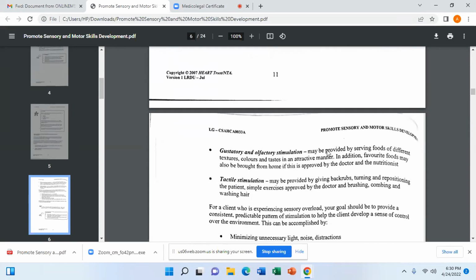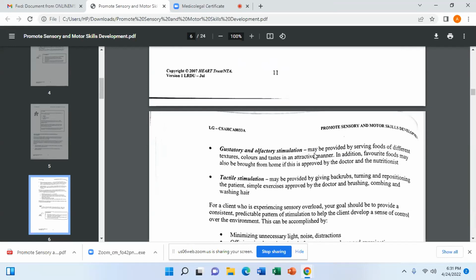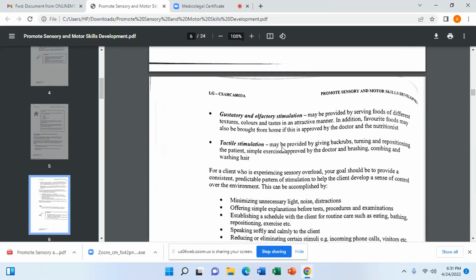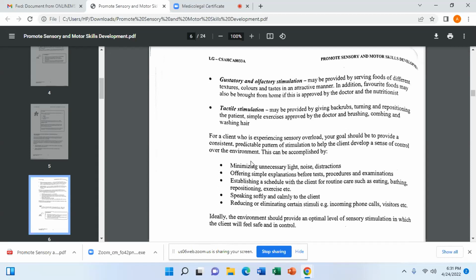Gustatory and olfactory stimulation, that would be taste and smell, may be provided by serving foods of different texture, color, and taste in an attractive manner. So you don't serve them the same foods over again. In addition, favorite foods may also be brought from home if this is approved by the doctor or the nutritionist. And then tactile stimulation may be provided by giving back rubs, turning and repositioning the patient, simple exercises approved by the doctor, and brushing, foaming, and washing hair.